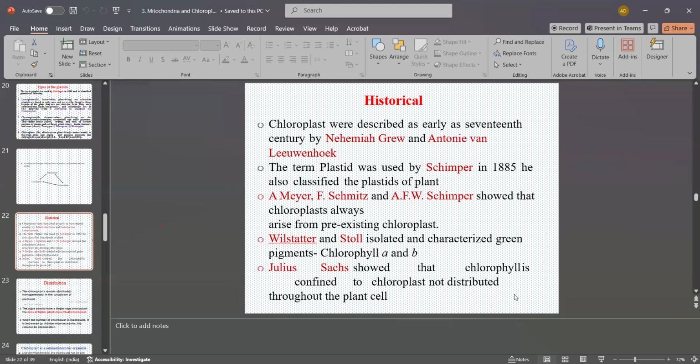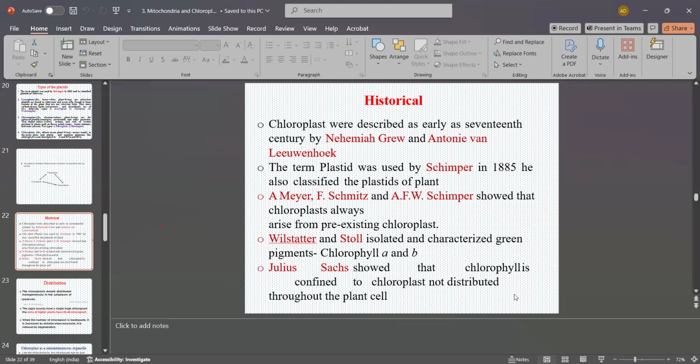Historically, chloroplasts were described as early as the 17th century by Nehemiah Grew and Antony van Leeuwenhoek. The term plastid was used by Schimper in 1885, and he also classified the plastids of plants. Mayer and Schimper showed that chloroplasts always arise from pre-existing chloroplasts, and one new chloroplast comes from an old chloroplast.